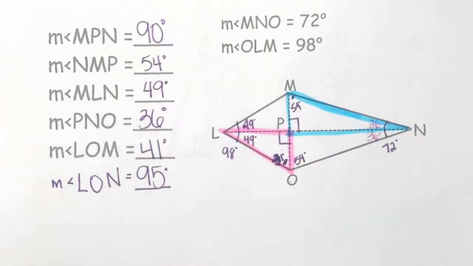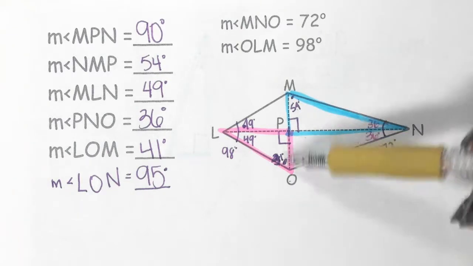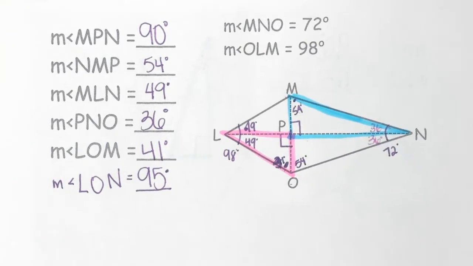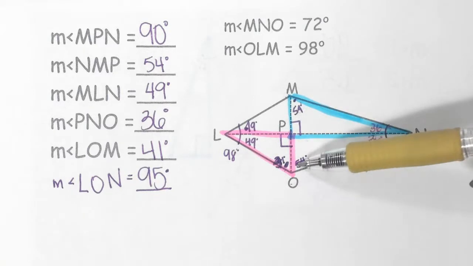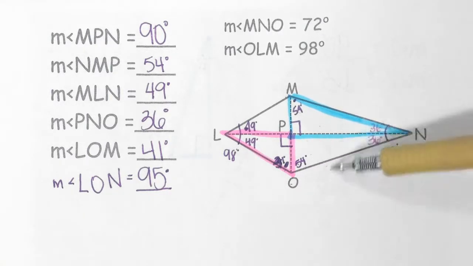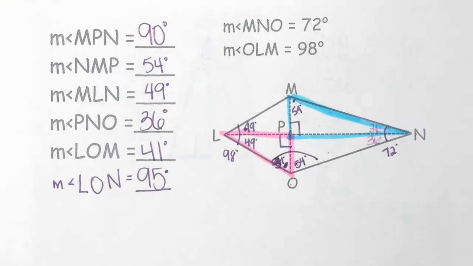95. So those are the type of questions I'm going to be asked. Remember, these are congruent across from each other. LON? I would just add 49 plus 36 and take off 185. It is 31. That's 41, and this is 54, so is this, because remember, these are congruent right triangles. And add, so I wanted this whole angle.